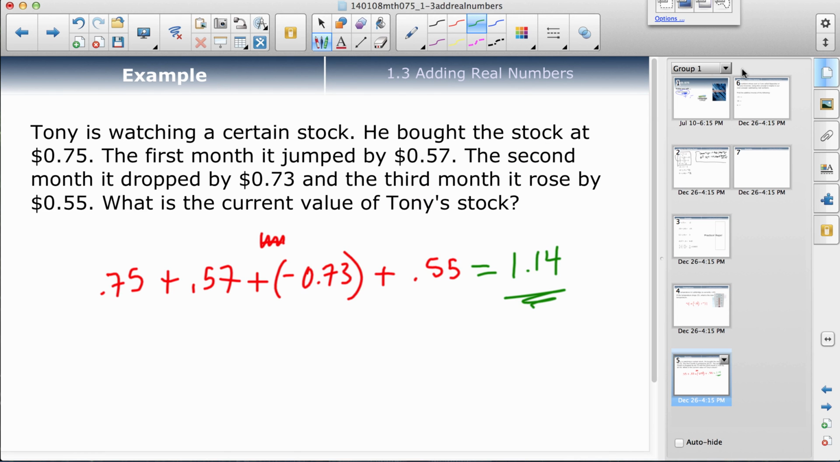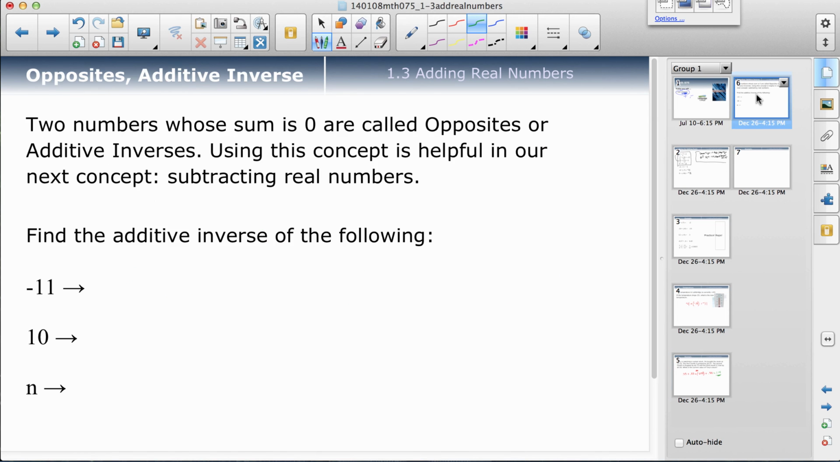Last thing I wanted to share with you in this Scribblecast, and it's really a precursor to the next one where we talk about subtracting integers. But often when you have a problem like this, say you have 4 minus a negative 3, a question like that, this concept here of doing an opposite or an additive inverse will help us with a question like that. Basically, opposite or additive inverse means change the sign. So if I have negative 11, if I want the additive inverse to that, it'd be a positive 11.